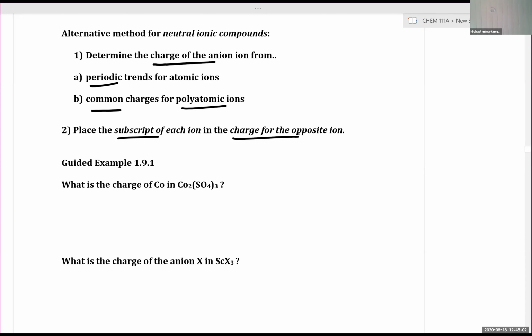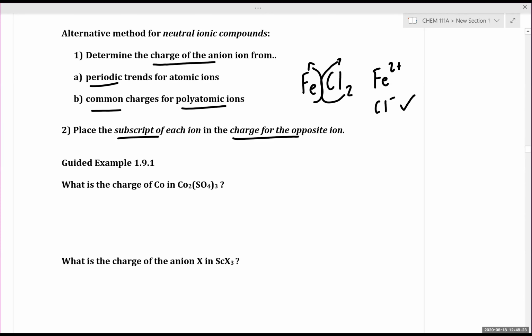So what do I mean by that? Let's say you have, for example, iron chloride. We know that we can reverse cross our charges, and that in turn gives us iron 2 plus and Cl minus. So essentially, it's like cross multiplication of the denominator, or not denominators, but the subscript. Yes.